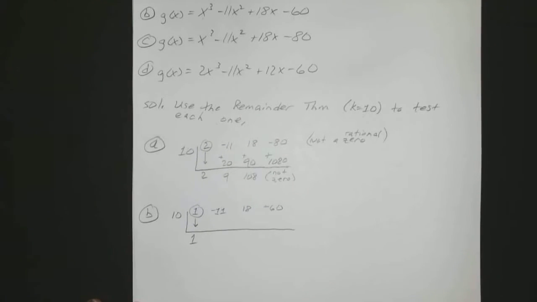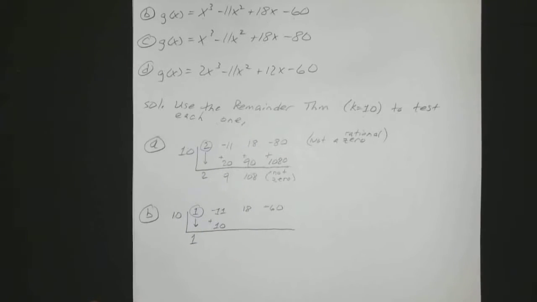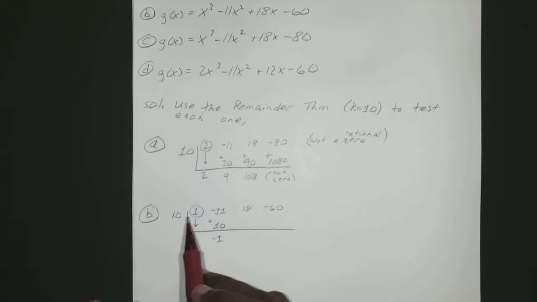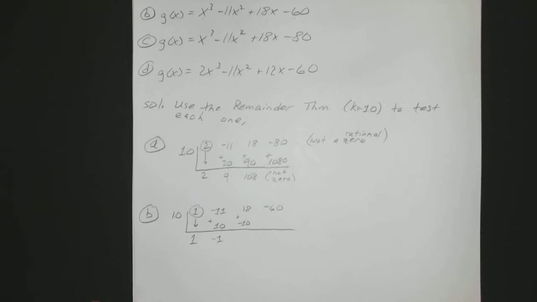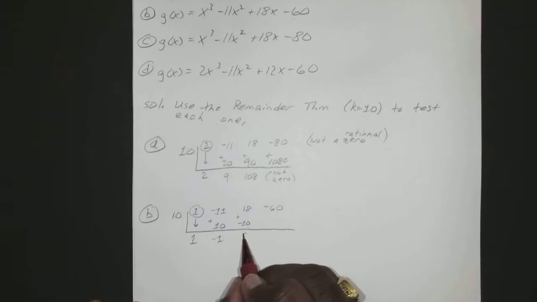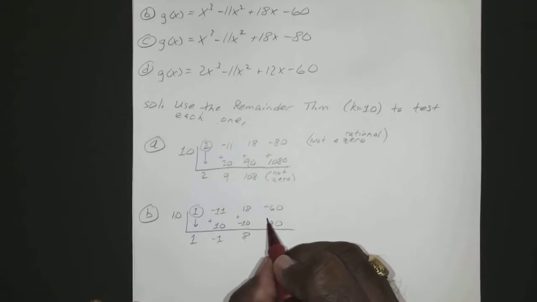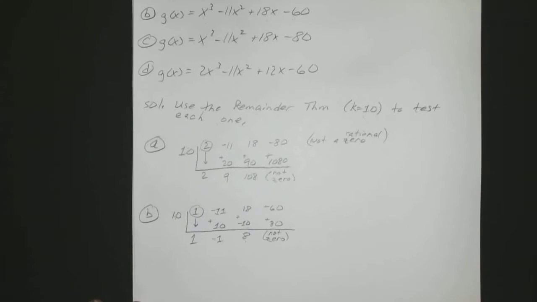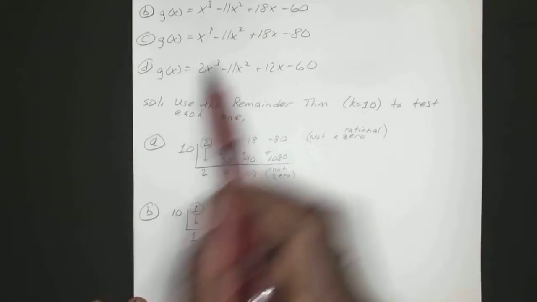So you have 1 here. 10 times 1 is 10. Add them together: -11 plus 10 is -1. 10 times -1 is -10. We add them together: 18 plus -10 is +8. 10 times 8 is 80. We don't have to add them because we know it's not 0. So we know that 10 is not a rational 0 of B.